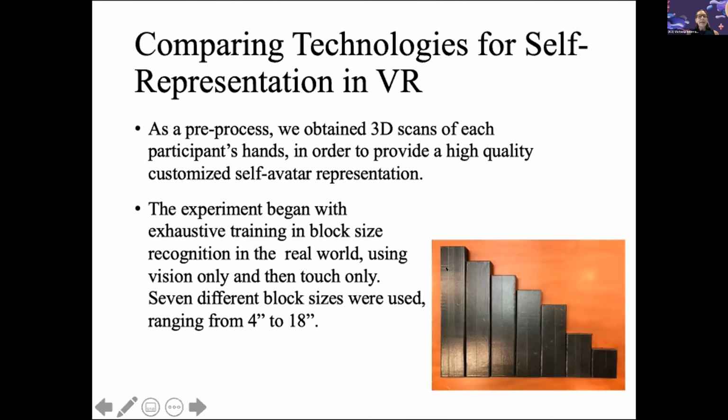So we had these 7 different block sizes, and people had to go through an exhaustive training procedure where we picked a subset of these blocks. We would show them the block, we would tell them its size, then we would take it away. And then we would show them a different block. We would tell them its size. We would take it away. And then we would show them the block again, and they would have to tell us its size. And if they made any mistakes, they'd have to go back to the beginning.